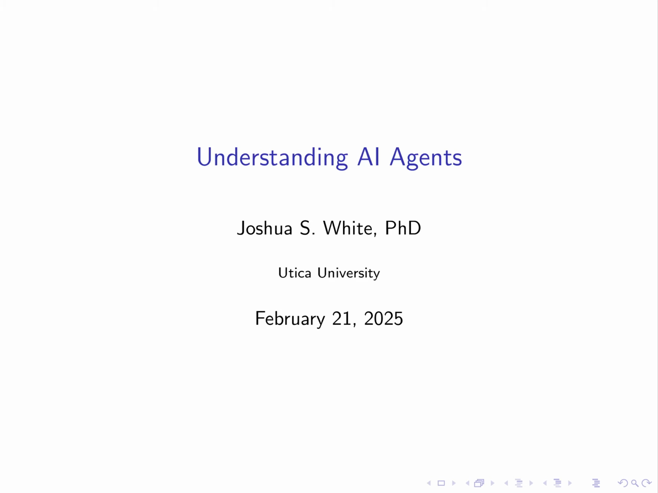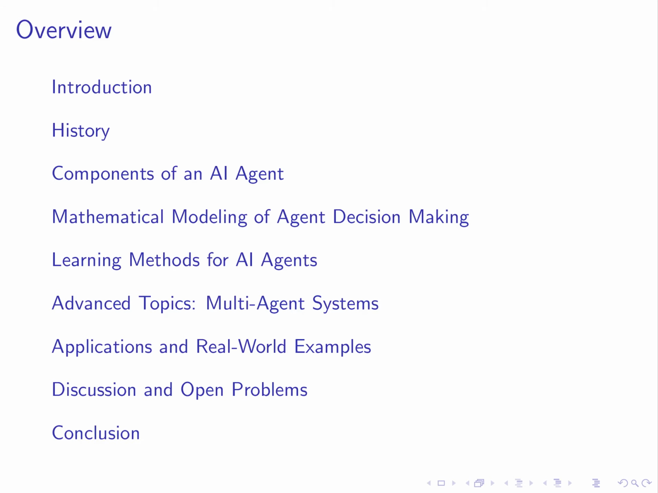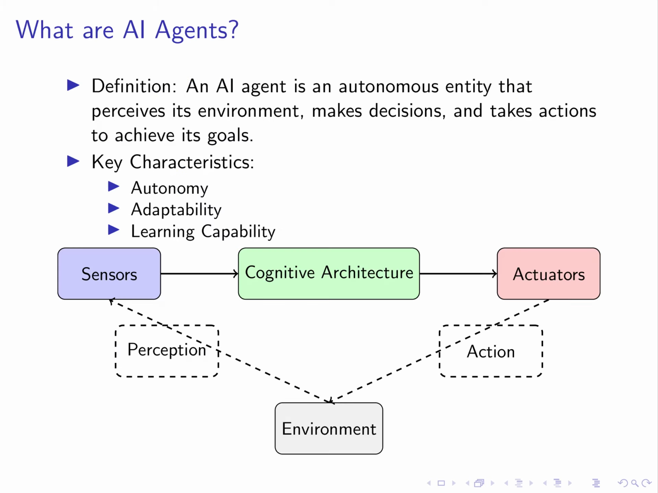Let's get started. Before we jump into the details, here's a quick overview of what we'll cover. We'll start with basic definitions and characteristics of AI agents, explore their historic evolution, dig into how they work, both in terms of architecture and mathematical modeling, and then examine some advanced topics like multi-agent systems and real-world applications. Finally, we'll look at some of the current issues and challenges in the field before wrapping up with a summary and discussion of future directions. Let's begin with the fundamentals.